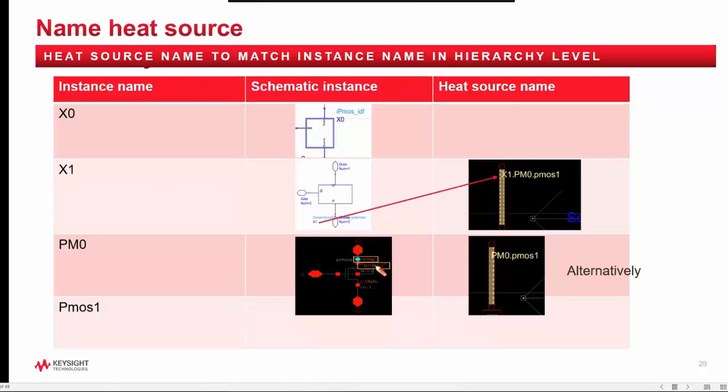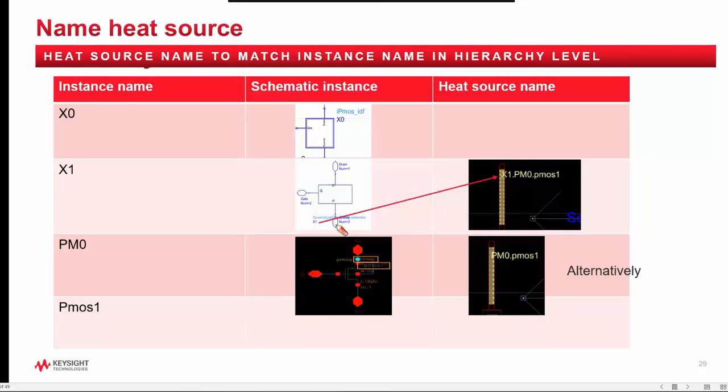So if, let's say, I have the permission to change anything on the Cadence side, I could just do this. I could add on this level, and I only need to call myself pm0.pmos, just to give myself the instance name and my model name. Be done with it, right? So this is one way to name the heat source name, okay?